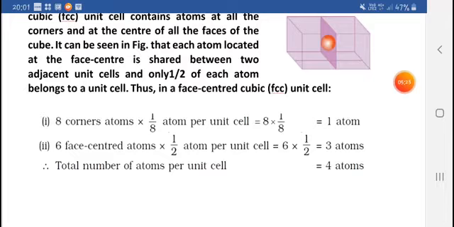Next we add 6 face centered atoms into 1 by 2 atoms per unit cell. As we already discussed, the surface atoms contribute only 1 by 2 part, so 6 into 1 by 2 is a total of 3 atoms. So there are a total of 3 atoms contributed by the atoms present at the faces. So the total number of atoms per unit cell is 1 plus 3 is equal to 4.